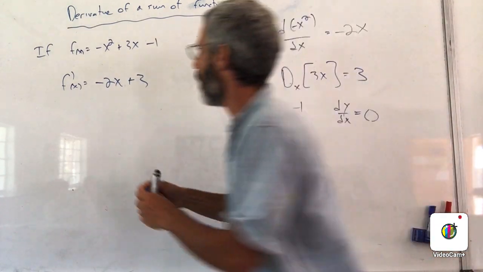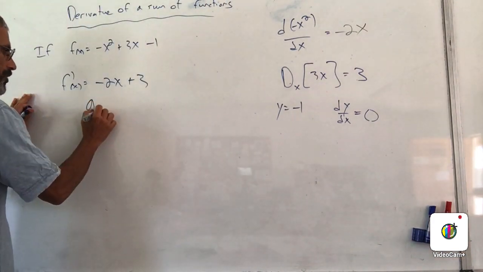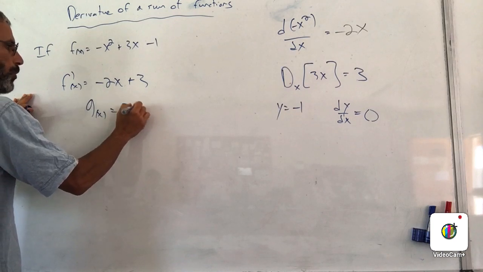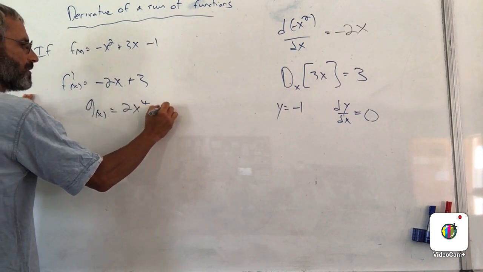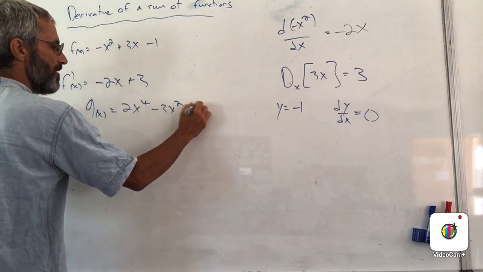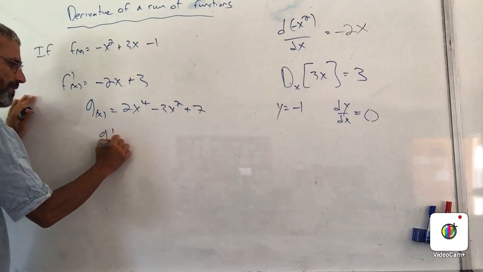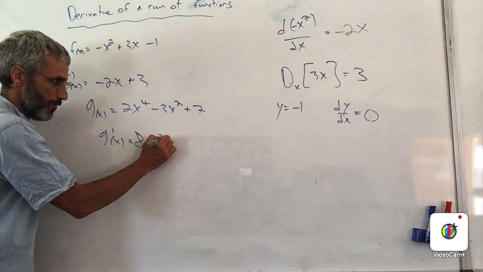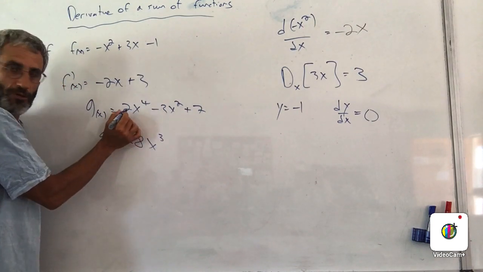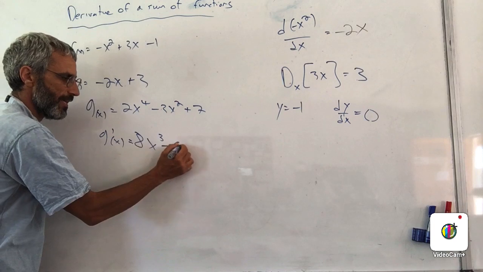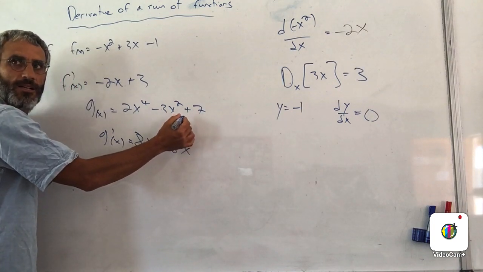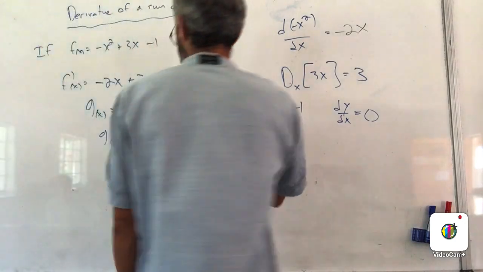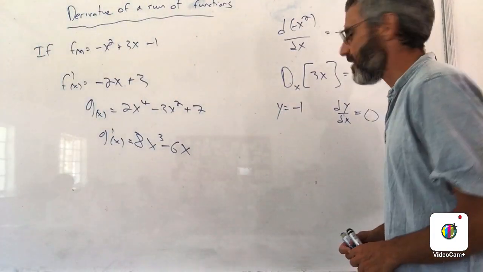Let's do one more just to make sure we got it right. g of x is 2x to the power 4 minus 3x squared plus 7. What's the derivative now? 8x to the power 3, that's the derivative of that bit. And then minus 6x plus, what's the derivative of 7? 0. So that's the derivative. It's very, very easy, isn't it?